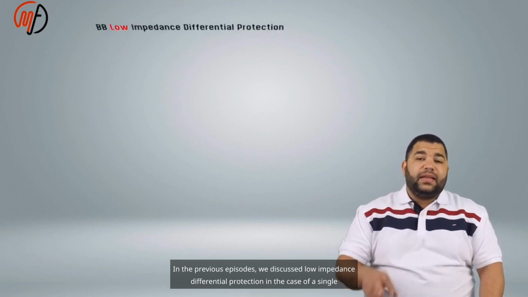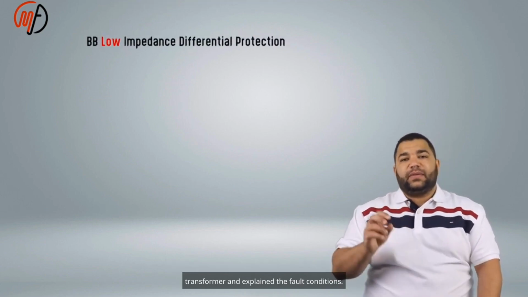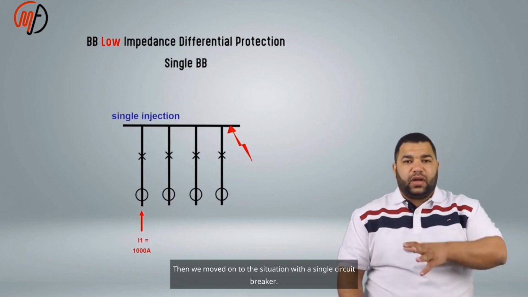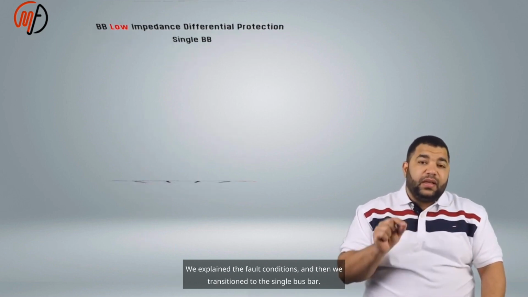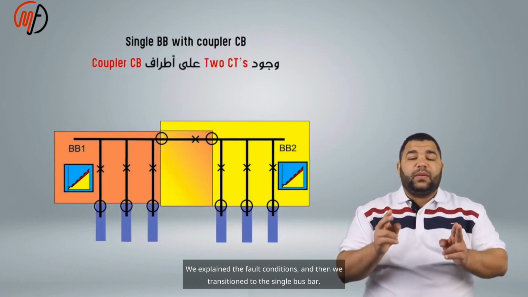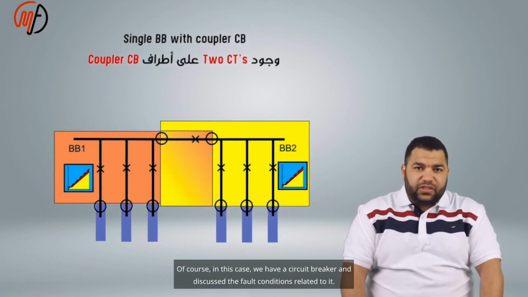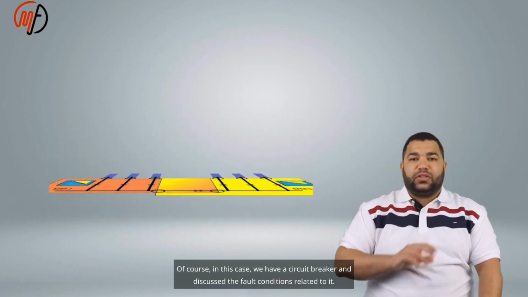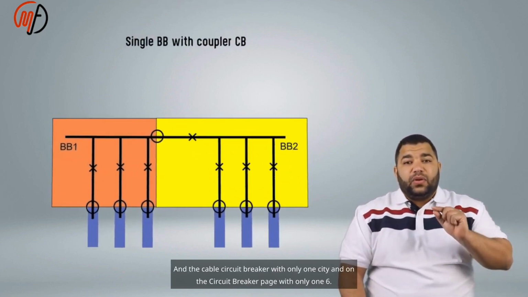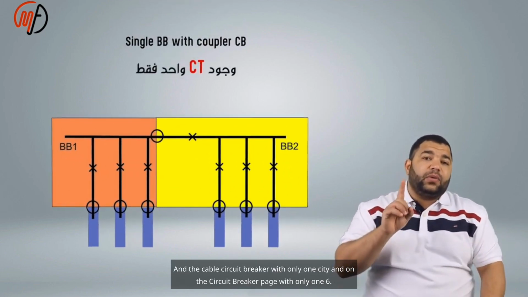In the previous episodes, we discussed low impedance differential protection in the case of a single transformer and explained the fault conditions. Then we moved on to the situation with a single circuit breaker. We explained the fault conditions, and then we transitioned to the single bus bar. Of course, in this case, we have a circuit breaker and discussed the fault conditions related to it. Then we moved on to the single bus bar and the circuit breaker.